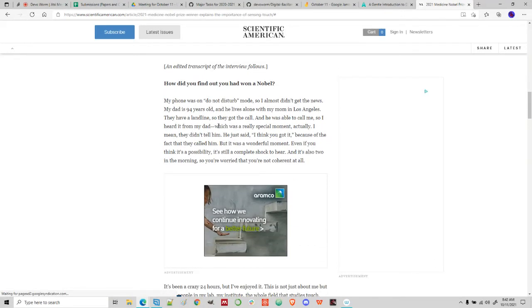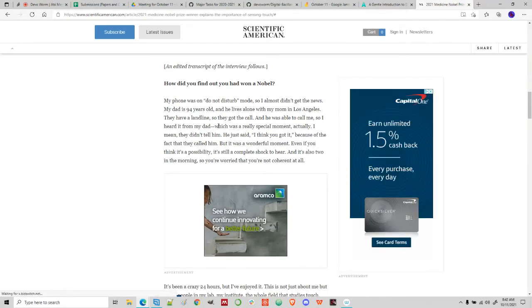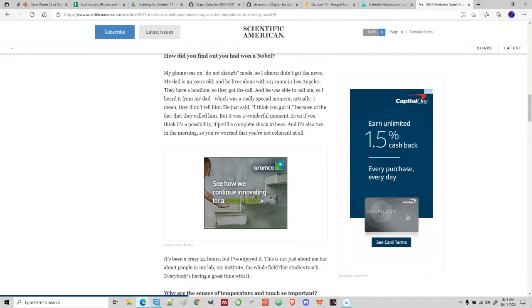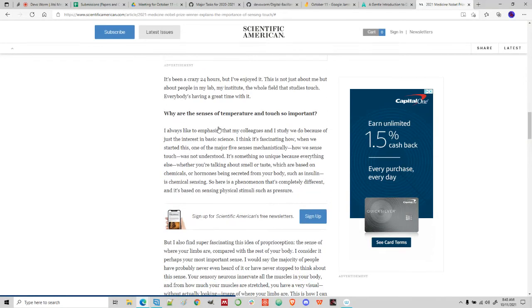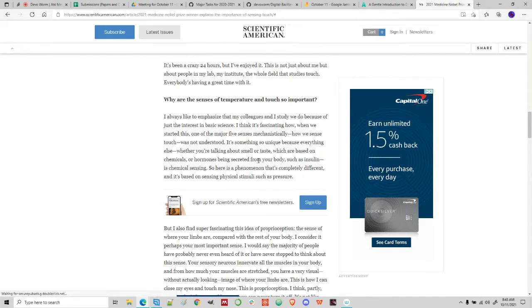This article is an interview with this scientist, and they talked a little bit about why sensing temperature is important in touch. So it's temperature and touch kind of combined, but this is one mode of sensation that we don't really think about too much, but it does play a role in our cognition and in our behavior.